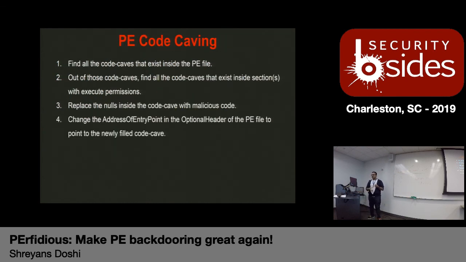So how PE code caving works is you find the code caves that exist inside the PE file. You try to find those code caves that exist inside sections with execute permissions, which is basically the text section. If you find such a code cave, you replace the nulls with the malicious code, and then you change the entry point address to point to your new shellcode that you injected. That is how PE code caving works.